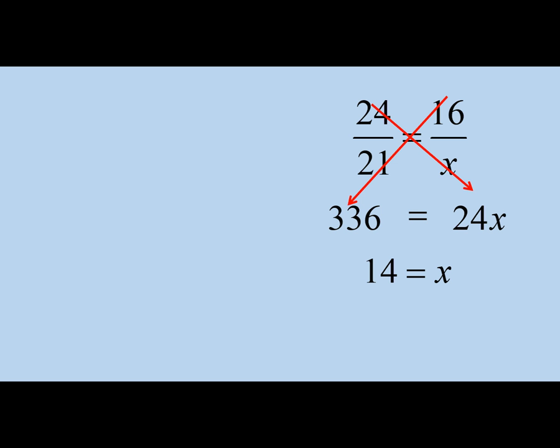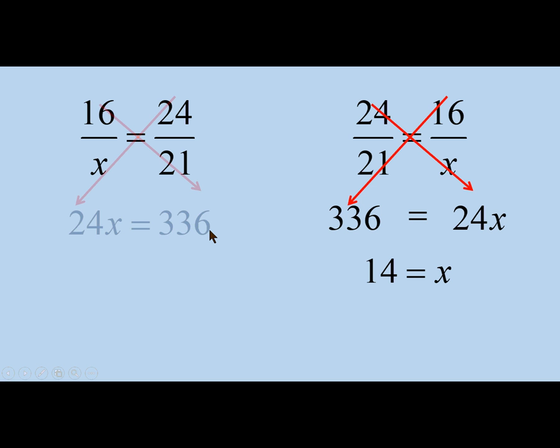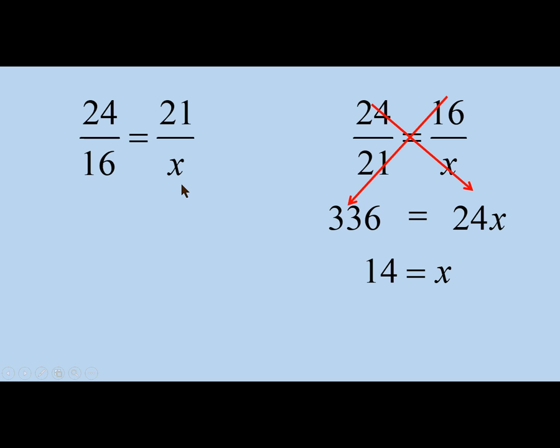See, cross-multiplying it this way gets us to 14. But if, say, we had the fractions reversed, 16 over x equals 24 over 21, when we cross-multiply this, we get the same equation and the same value for x. We could even have organized our chart another way and ended up with this, and have 24 over 16 equals 21 over x. When you cross-multiply, you get the same equation and the same value for x.